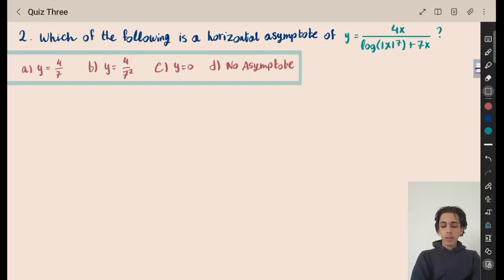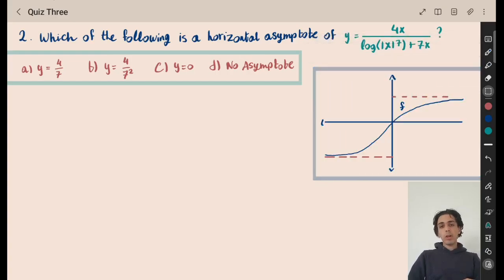Let us try to find the horizontal asymptote of this function here. Now, to quickly recap, if you're not sure how to find the horizontal asymptote, let me show you a simple example of a function which has twice of those. So this is the function f, and this function has two asymptotes.